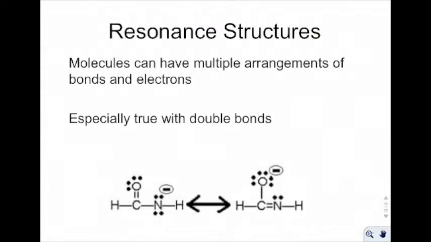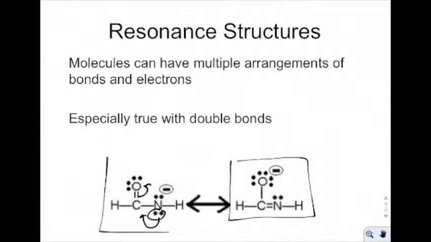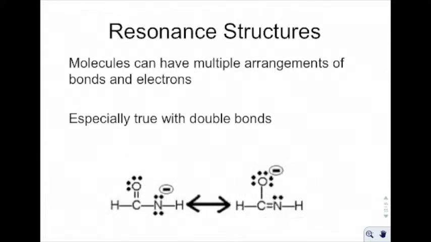Resonance structures. We've already briefly touched on resonance structures, but molecules can have multiple arrangements of bonds and electrons. This is especially true with double bonds. Whenever you do this, there's a lot of ways that you can manipulate the structure by moving a pair of electrons to form a double bond, or taking the electrons away from a double bond and adding them to an element. Either one of these particular resonance structures is equivalent. We have no way of knowing which one it actually is, especially when you consider there's a negative charge here, which is very close to a negative charge there.